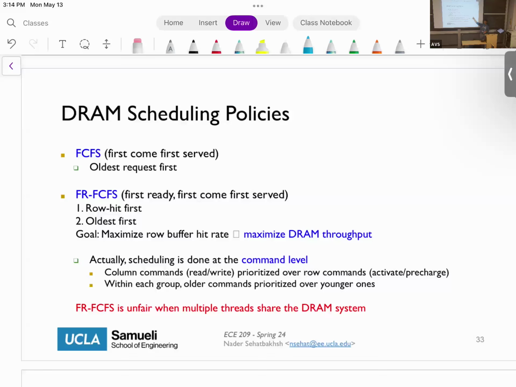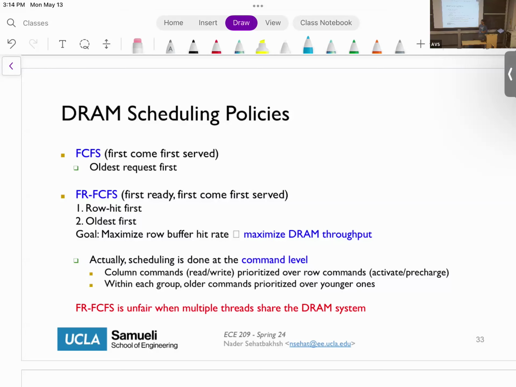And then all these things also depend on the policy of whether you're doing open policy or closed policy. Because if you do closed policy, then you probably want to do more of a round robin, first come first serve approach, versus if you do an open policy, then you may want to somehow bring out the row buffer hits. So these are things that you need to be careful about.